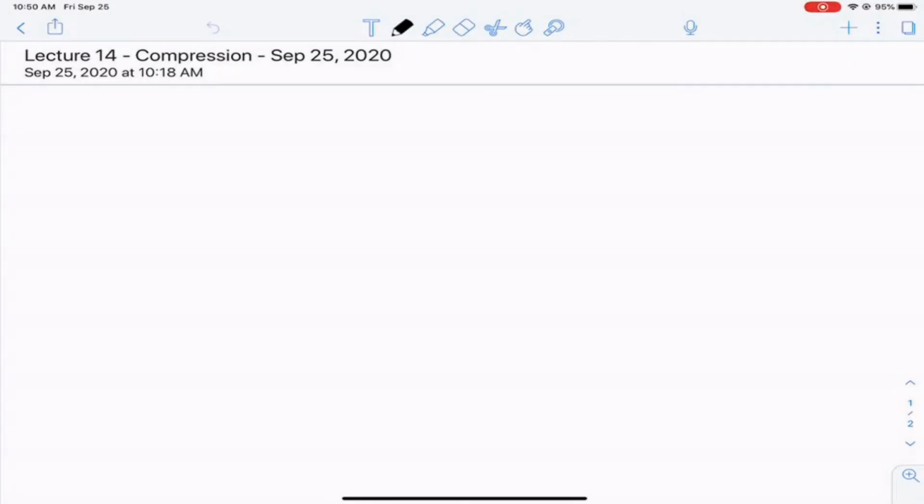In class today, we're going to start talking about compressors. And compressors are devices that are used in chemical processes that raise the pressure of a gas. And that can be done to facilitate a reaction at high pressure. It could be done to induce flow.